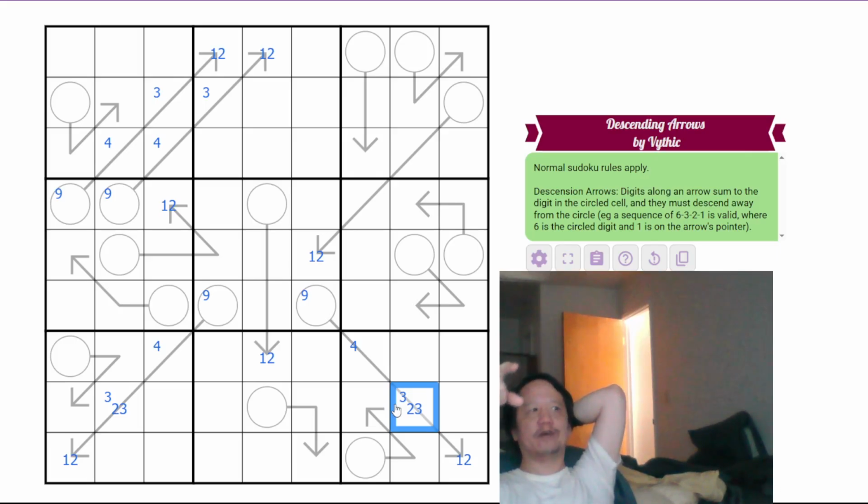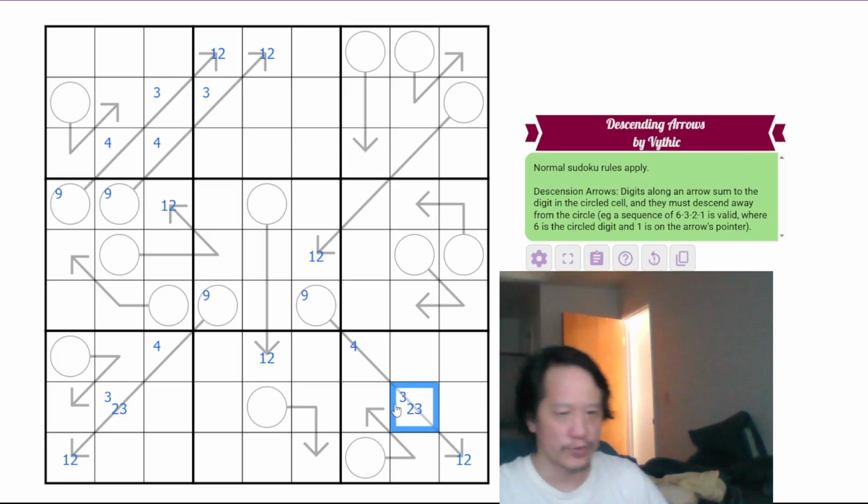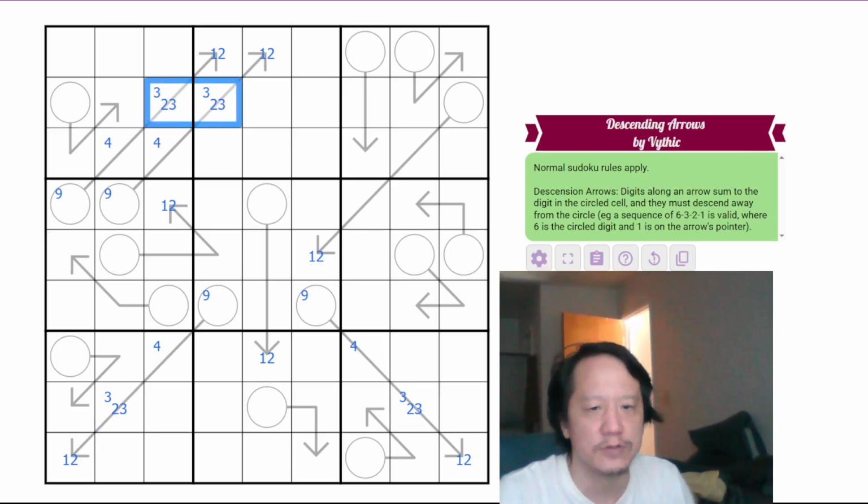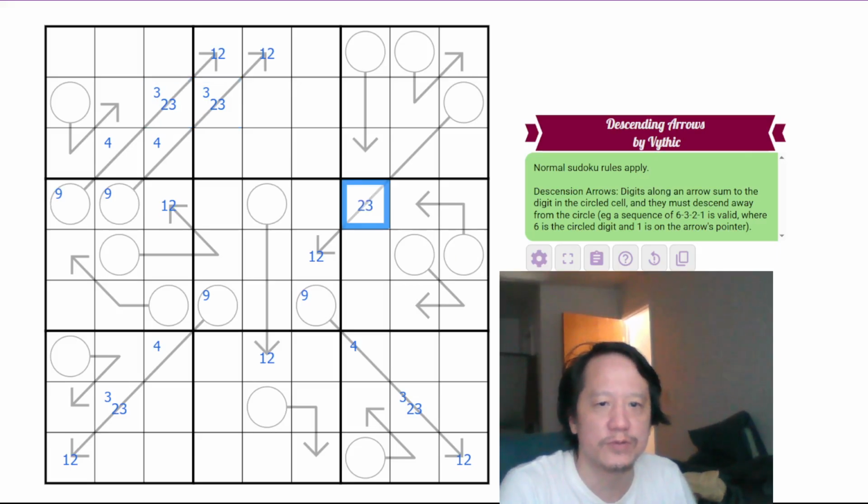1, 2, 5 add up to 8. 1, 3, 4 add up to 8. You have 1 and 2 and 1 and 3 there. And to add up to 9, you have 1, 2, 6, 1, 3, 5, or 2, 3, 4, which requires 2 digits from 1, 2, or 3. So this has to be 2, 3 as a pair. And this must be 2, 3 as a pair also. So this has to be 2 or 3. This is 2 or 3.